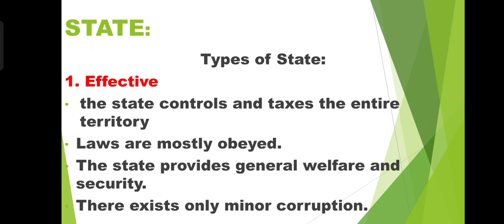There are several classifications of states depending on the perspective one conforms to. Ruskin 2012 claimed that while no international tribunal classifies states based on strength, analysts provide three categories. We have the effective, the weak, and the failed. Under the effective type of state, the state controls and taxes the entire territory. Laws are mostly obeyed. The state provides general welfare and security, and there exists only minor corruption.